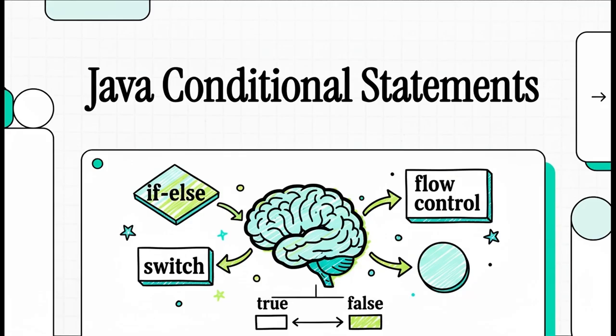We're going to learn how to give our code a brain. Yep, you heard that right. We're going to make our Java programs think, react, and make decisions all on their own. So let's get right into it.